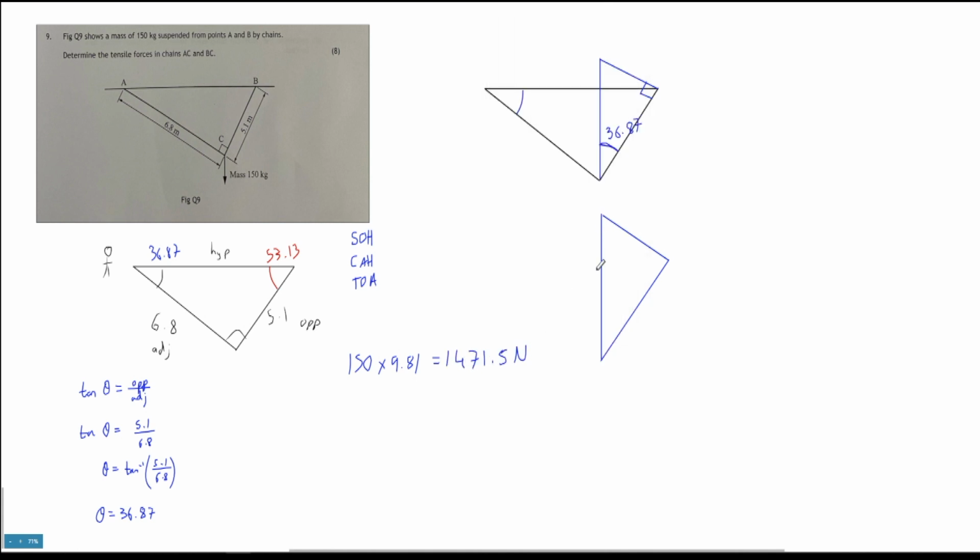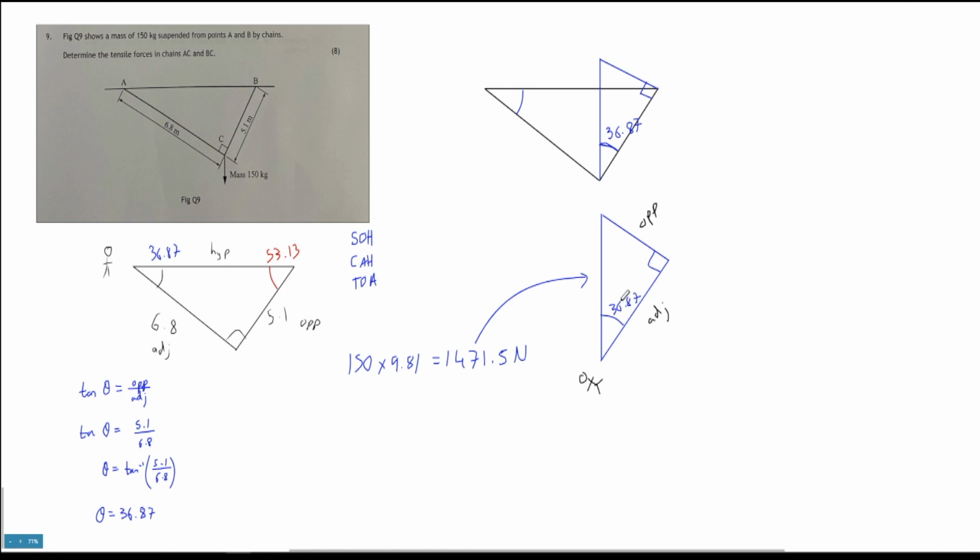1471.5 newtons. This is on this side, which looks like the hypotenuse. We know the angle is 36.87. Let me label up my sides now. Draw a little guy down here. This will be my opposite. This will be my adjacent. Now these are the two sides we want. The adjacent is the BC, and the opposite will represent the AC, and it'll just work.